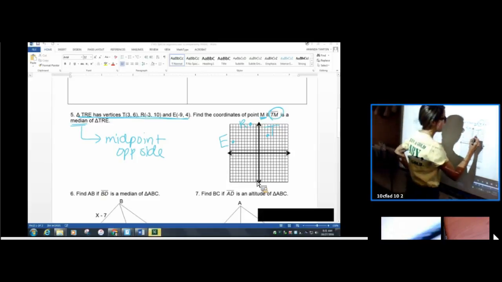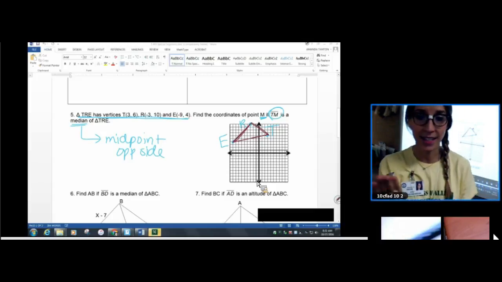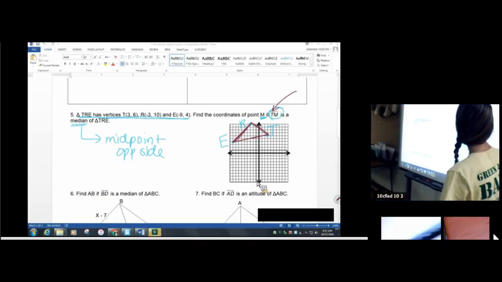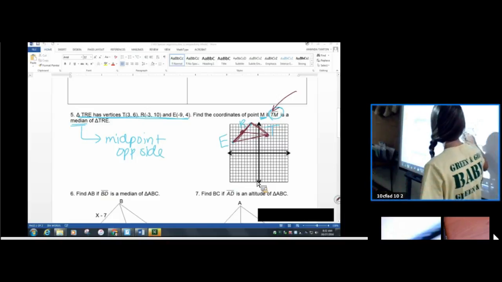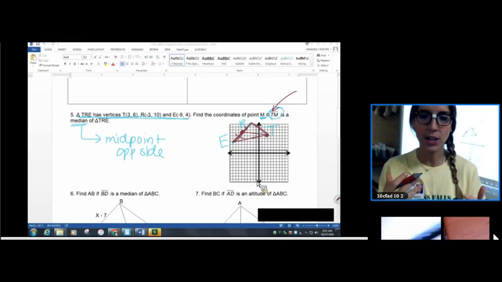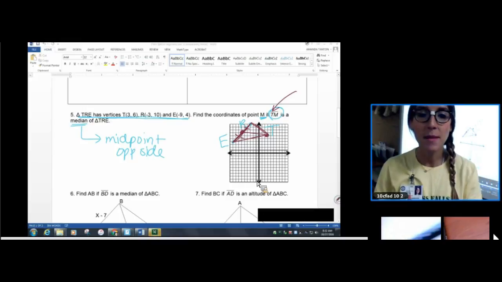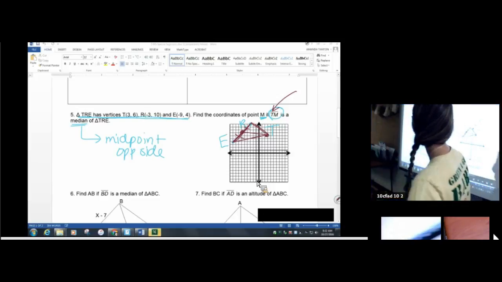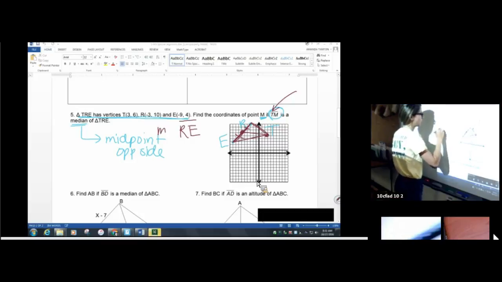So the median's job is to begin at a vertex, this is saying to begin at T, and then head to the midpoint of the opposite side. Now I just eyeballed that. I haven't calculated it yet. So in my picture, it kind of shows me what I need to find. In this problem, it's saying find the midpoint of segment RE, right? Find the midpoint of segment RE.